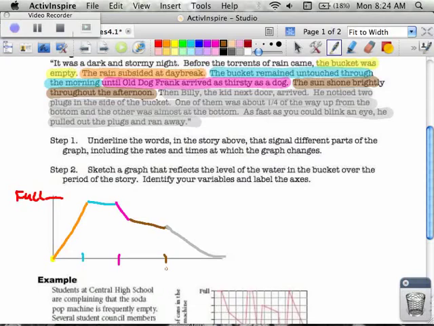And this graph kind of tells the story of what's going on. You could put times down here if you thought there were certain times associated with that, and label it. So it's just a way to understand that sometimes a story can represent a graph. You can get a visual of what's going on with the water in the bucket. Questions about any of that?